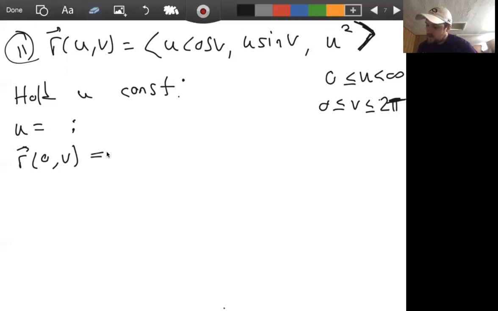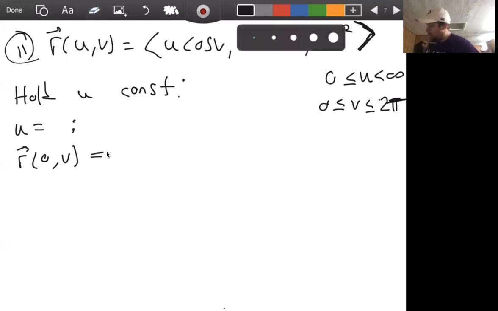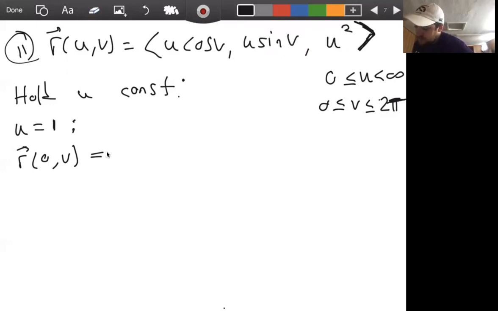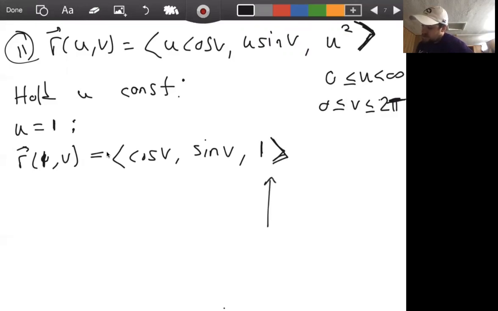Let's look at r, u equals 1, right? So if we look at u equals 1, and then we're at the point 1, v, well, this is cosine v, sine v, and 1, right? This is in the XYZ coordinate system. X and Y are cosine v, sine v for v between 0 and pi over 2.